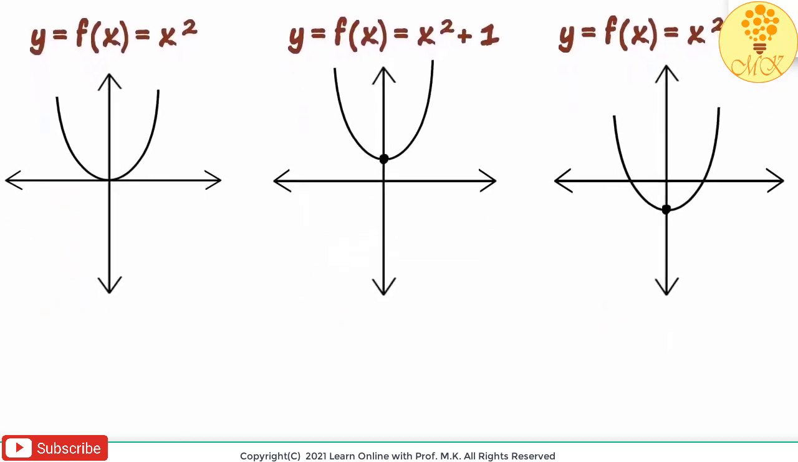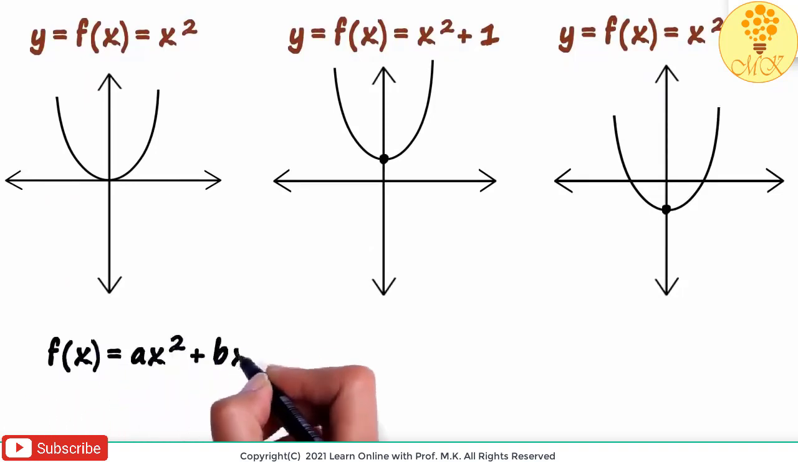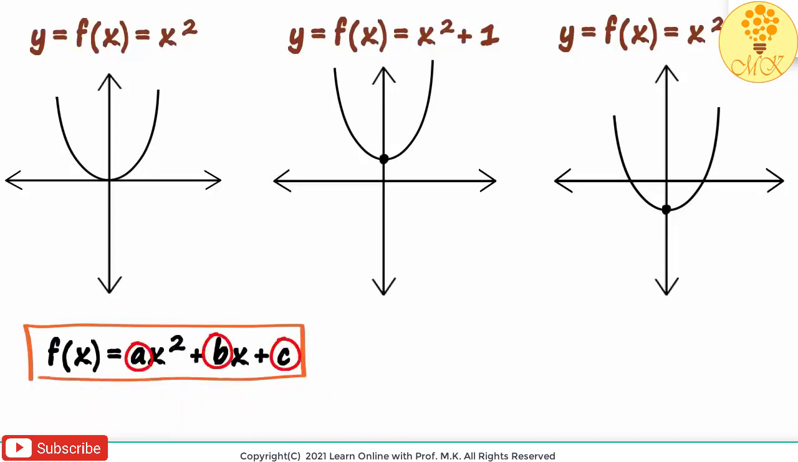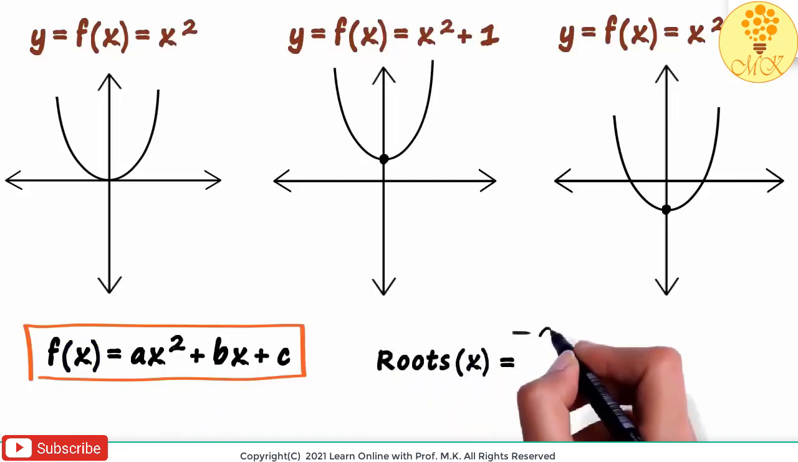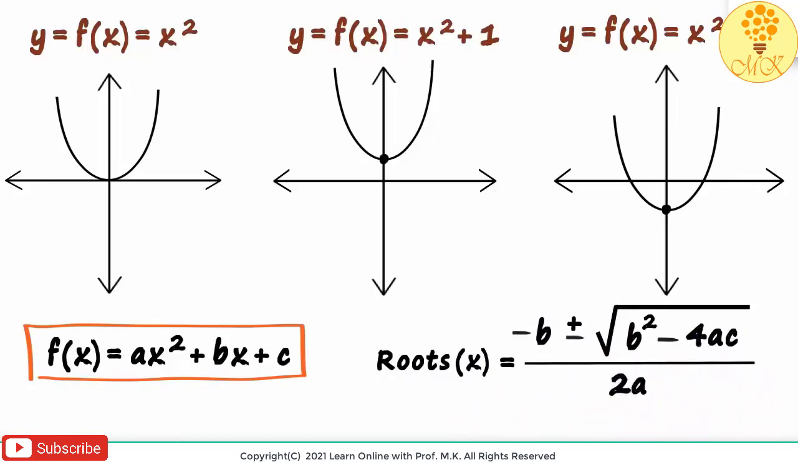What is the general form of a quadratic function? f of x equal to ax squared plus bx plus c. That's the general form where a, b and c can take numerical values. Do you remember how we had calculated the roots of a quadratic equation? The roots will be the value of x for which the function will equal 0. Yes, the roots are minus b plus minus root of b squared minus 4ac over 2a. Depending on the values of a, b and c, we get the roots of the equation.